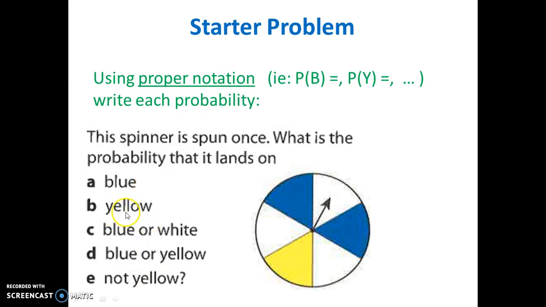Okay, for yellow it was 1/6. For blue or white, or always means one or the other. Blue or white is 5 out of 6 because it covers 5 out of those 6 spaces. Blue or yellow is 1, 2, 3 out of 6, which is 1/2. And not yellow, not always means the opposite of being something. So if the probability of being yellow is 1 out of 6, then probability of not being yellow is 5 out of 6. Together, that 1 out of 6 and 5 out of 6 make 1.